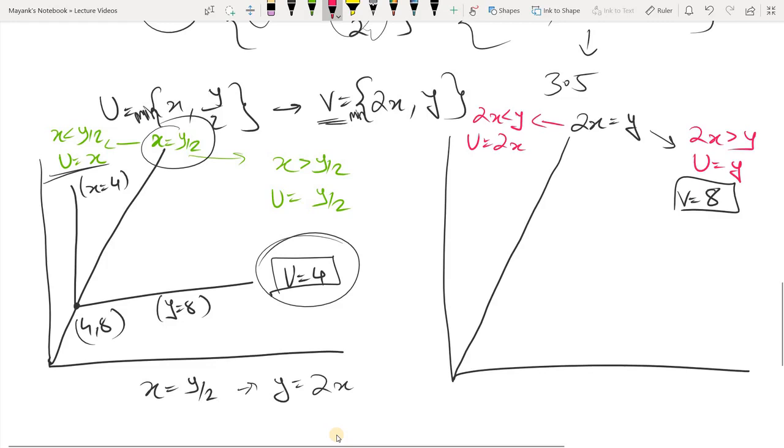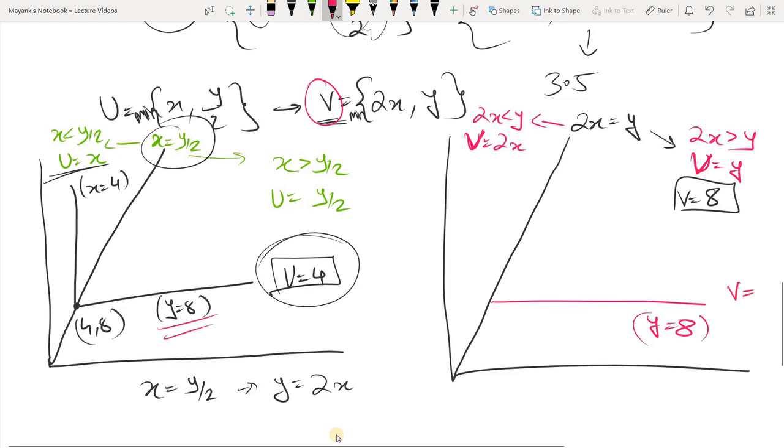Now utility equals to y, sorry, I should be writing v equals to 2x and v equals to y, because the function I am looking at right now is v. Okay. So v equals to 8 will correspond to all those points where y is equal to 8. So this would be your y equals to 8 line, which is the same as earlier.